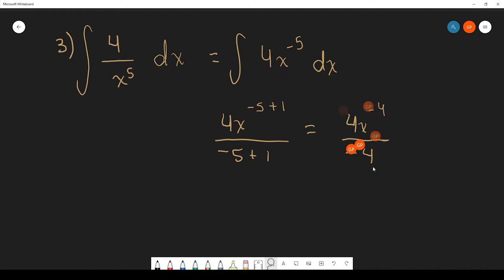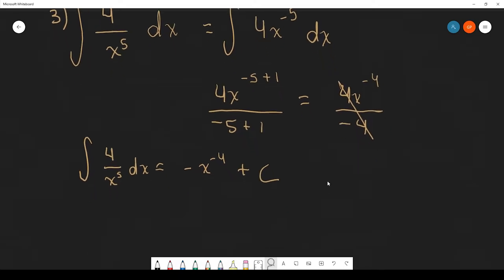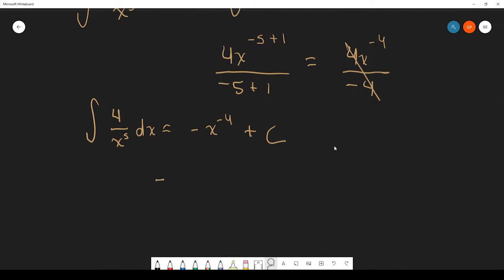Then we simplify this by canceling the 4's, and we get that the integral, or the antiderivative, of 4 over x to the 5th power is equal to negative x to the negative 4 power plus c. And if we wanted to simplify this even further, we could say that this is also equal to negative 1 over x to the 4th power plus c.